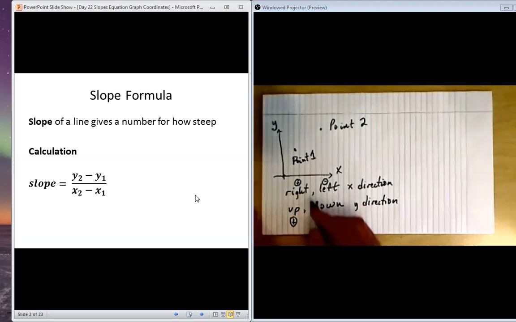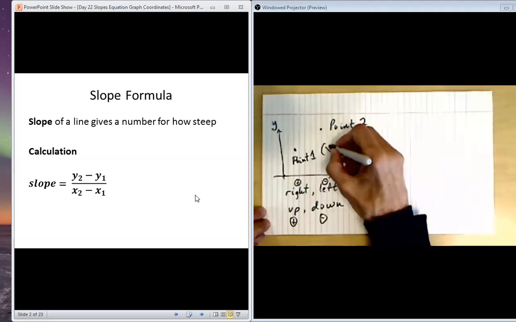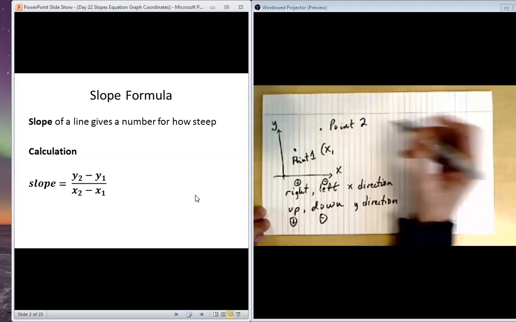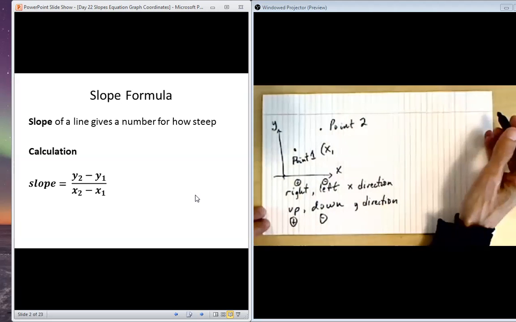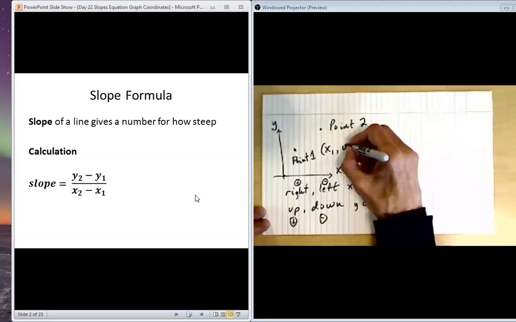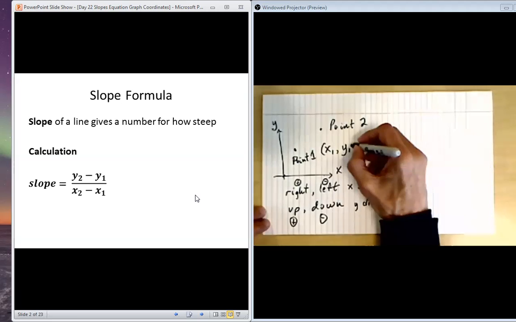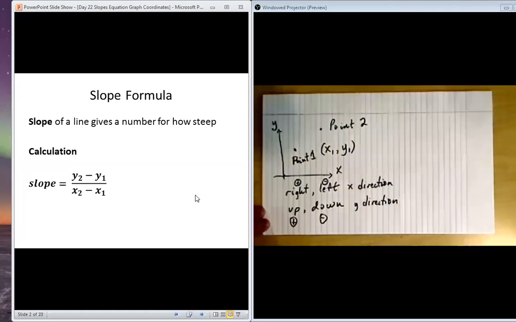Okay, so what's going to happen is point 1, it's going to have a left and right number. So there'll be an x there for the first point, so it gets a 1. And then it'll show whether it's up or down. That'll be the y value. And since it's point 1, it's 1 there again.